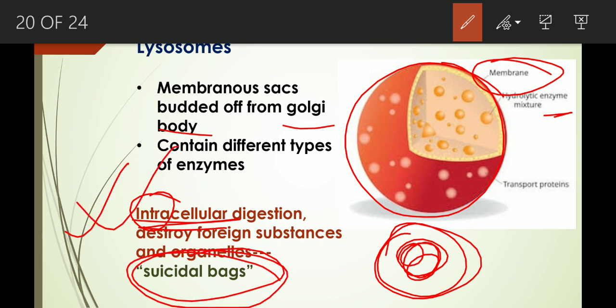Often a give reason comes in board exams that why lysosomes are called suicidal bags. Then we have to write that lysosomes help in intracellular digestion. They destroy foreign substances. They also destroy the cells which get old or injured. Okay, so rapidly they destroy those organelles, and that's why lysosomes are known as suicidal bags. Suicide means to destroy. That's why they are known as suicidal bags. Clear?